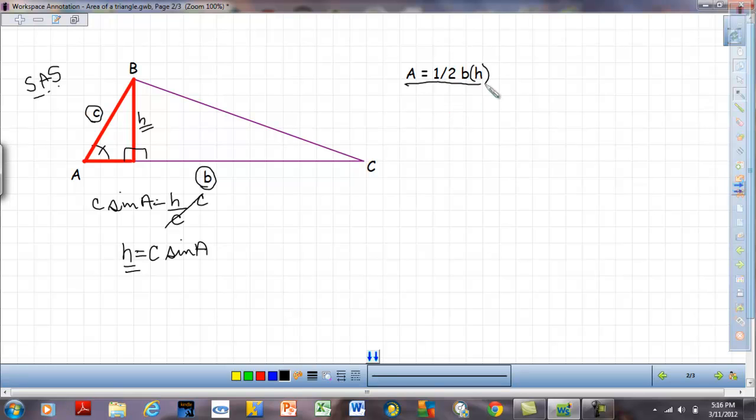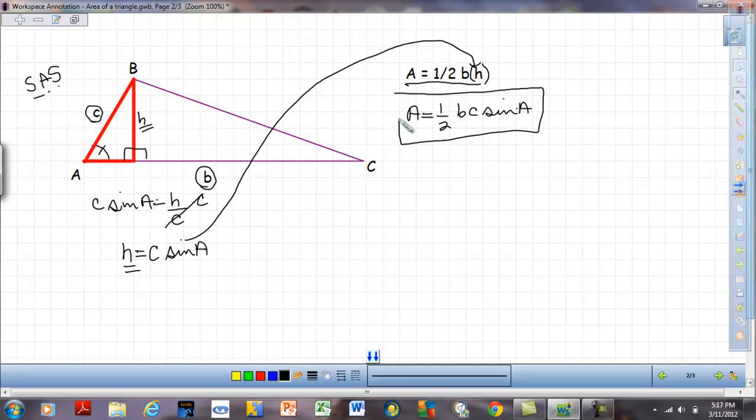Now that I've solved for H, I'm going to go back to the formula you should be familiar with and replace the height in that formula with what we just found the height to be. In doing so, I end up with the equation: area is equal to 1/2 B times C times the sine of A. And that's the formula we are now going to use when you're given two sides and the included angle.